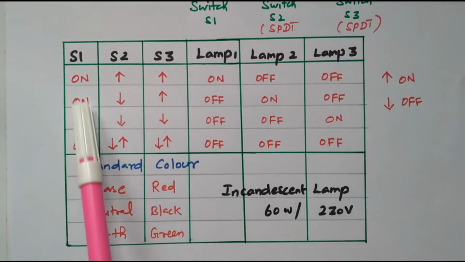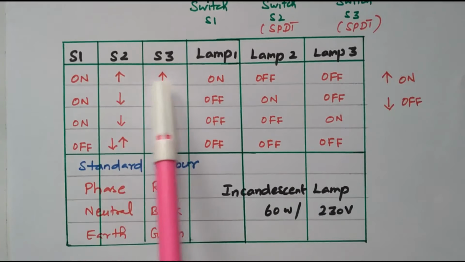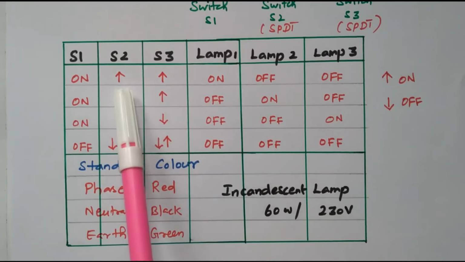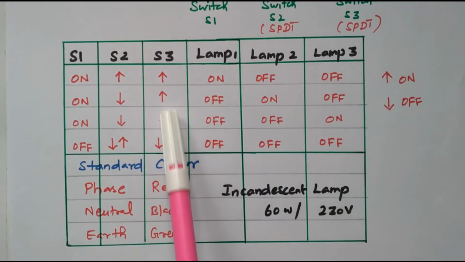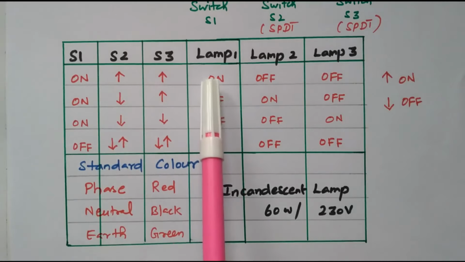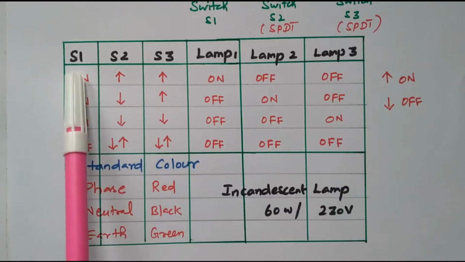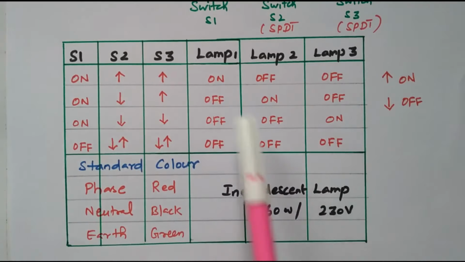Suppose S1 is on, first three conditions S1 is kept in on condition. S2, S3 also in on condition. So lamp 1 is glowing. If S2 is put in off condition, lamp 2 will glow. If S3 is put in off condition, lamp 3 will glow. So we can operate this. This is lamp 1, lamp 2, lamp 3. By operating, S1 is on, S2 is off, S3 is off. So we can operate like this, according to our requirement.